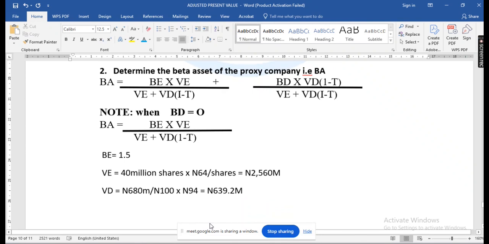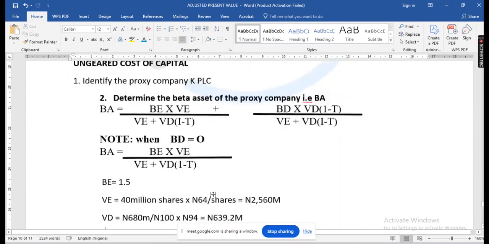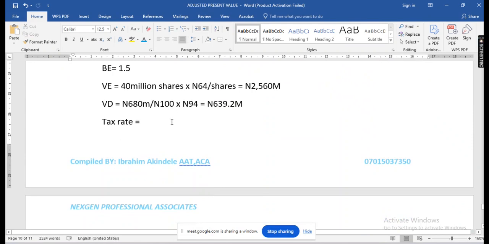Now, what is the tax rate? Sometimes you may be given different tax rates. The one of the subsidiary company will be different from the one of the main company. But in this question, it is part of the assumption you will state that the annual tax rate of 20% is assumed to be for KPLC as well as FPLC. It is an assumption because it is just one tax that is there, which is 20%, that is 0.2.